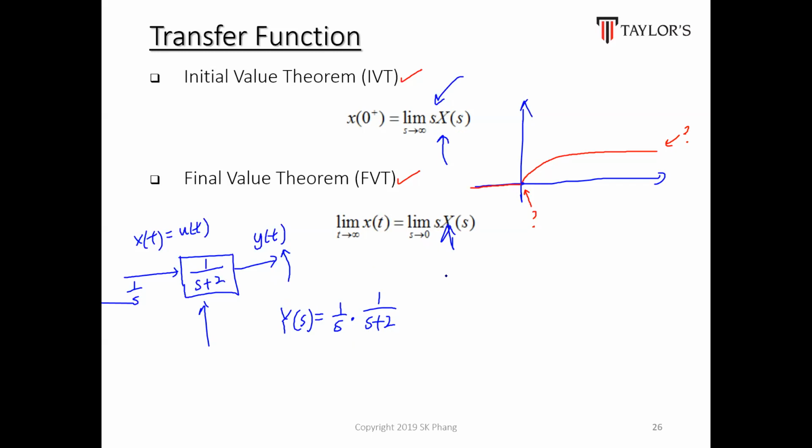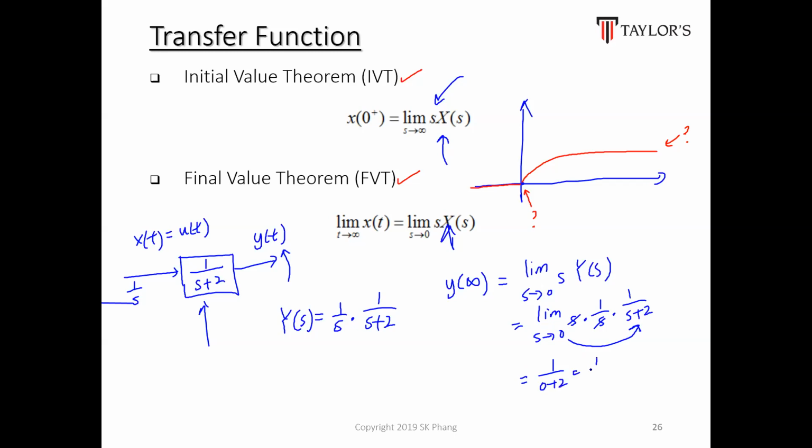The final value theorem tells us that y(infinity) is the limit as s goes to 0 of s multiplied by Y(s). So in this case, s multiplied by Y(s) is s multiplied by 1 over s multiplied by 1 over s plus 2. You notice you can cancel these 2 because they are the same. Then you substitute 0 into s, so you get 1 over 0 plus 2, which is 1 over 2.